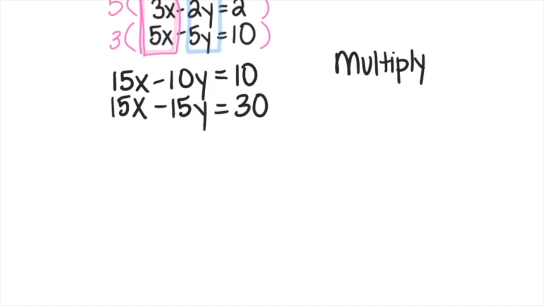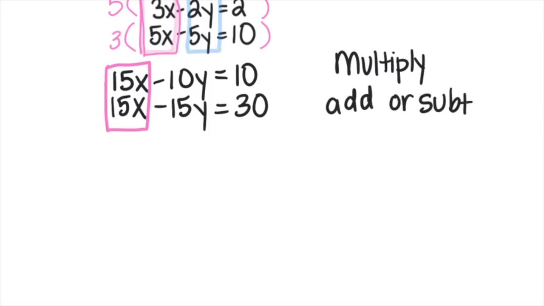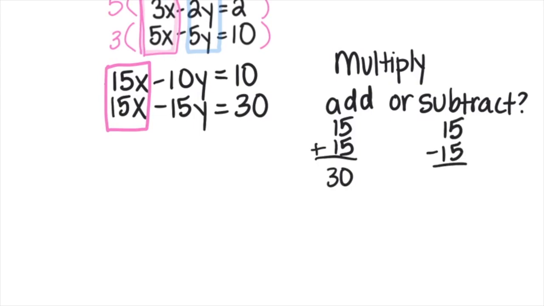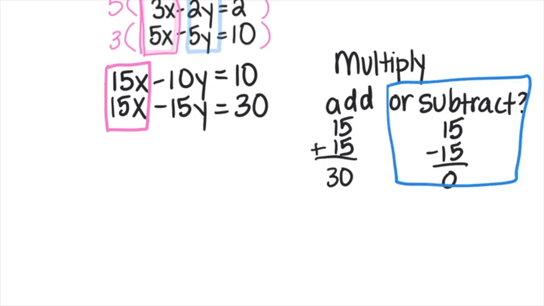All right, so again, we decided to eliminate x's, so we've got to make the decision. Do we need to add or subtract? We want to make sure we eliminate that x variable because that's the one we chose. If I add 15 and 15, that's going to give me 30, which is not going to eliminate. If I subtract 15 minus 15, that's going to give me 0. So I definitely am going to want to subtract here so that I get that elimination.